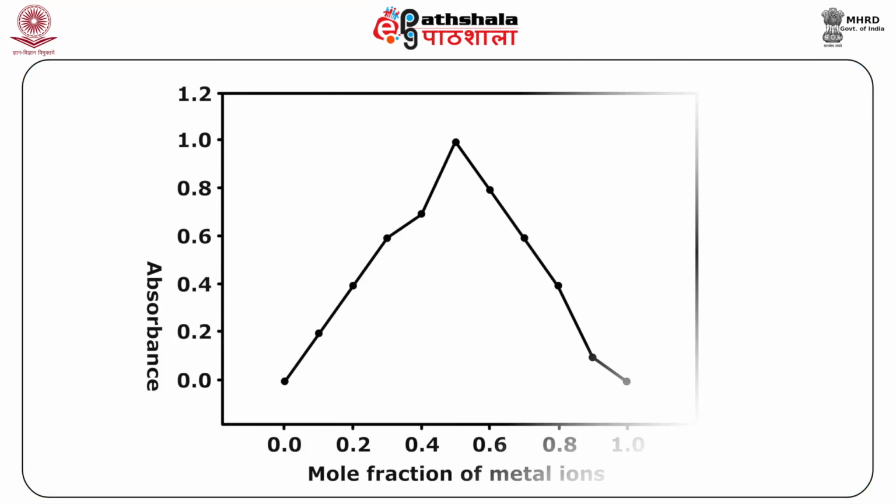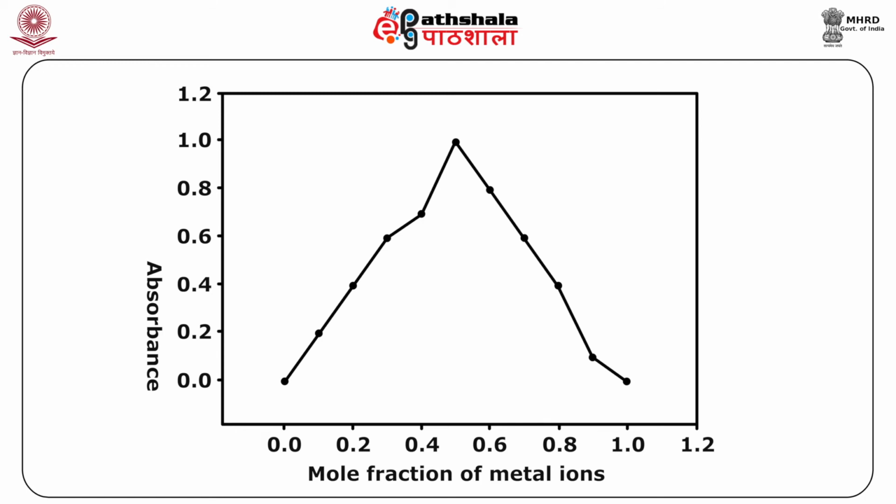Now, let us consider the very first case of the 1:1 complex. So, at maximum the chi factor is 0.5 for the ligand and it is 0.5 for the metal as well. So, the total mole fraction is 1.